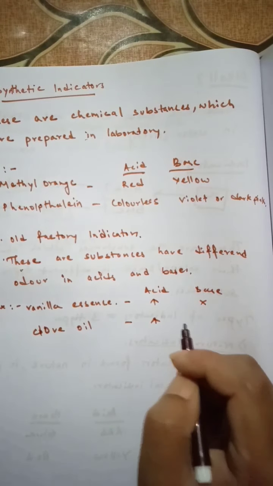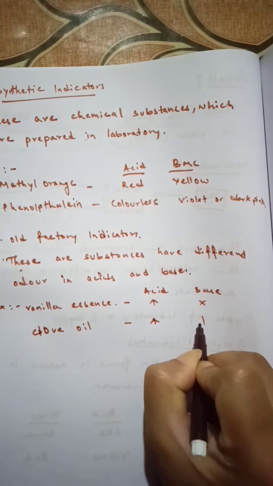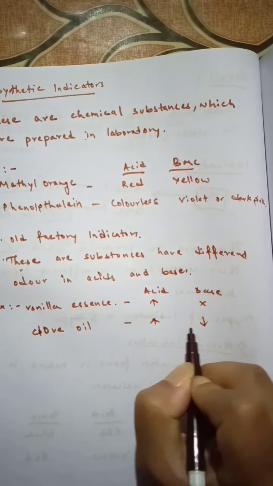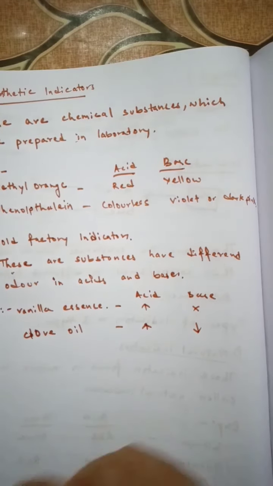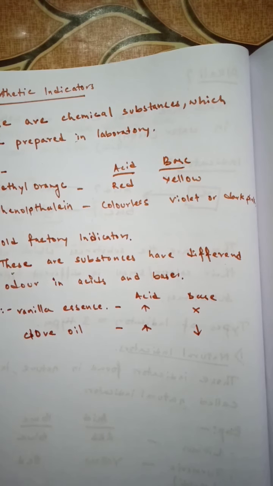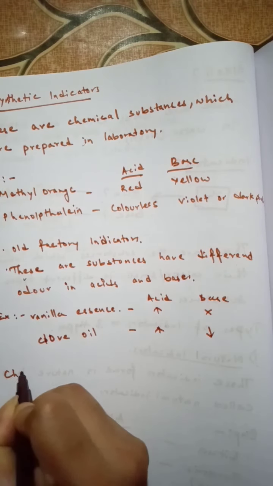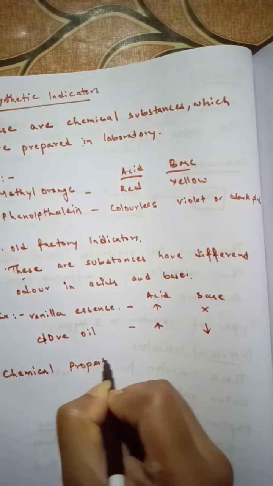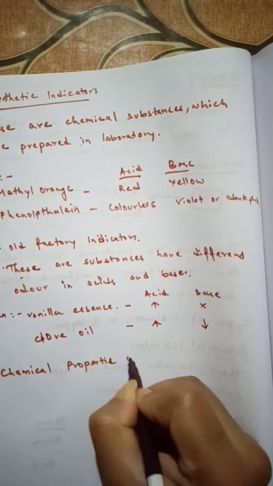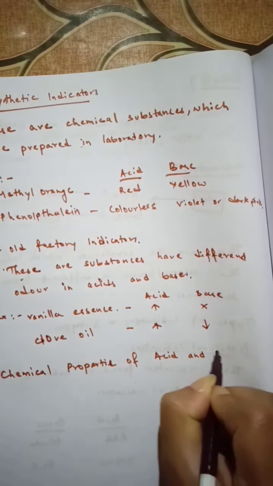And when we put the substance with clove oil, and if it is base, then the smell will go downwards. So these were the three types of synthetic indicators we have to know. Now let's come to chemical properties of acids and bases.